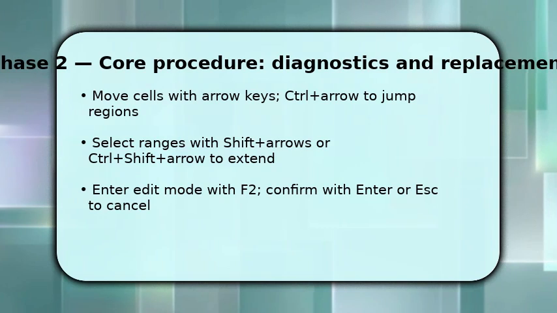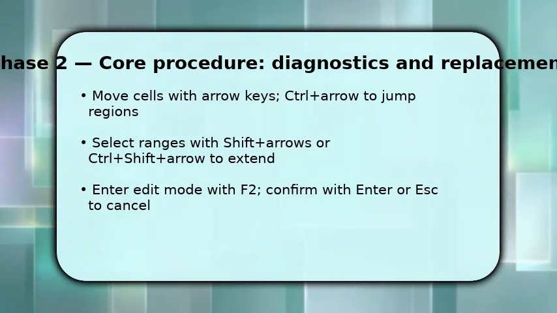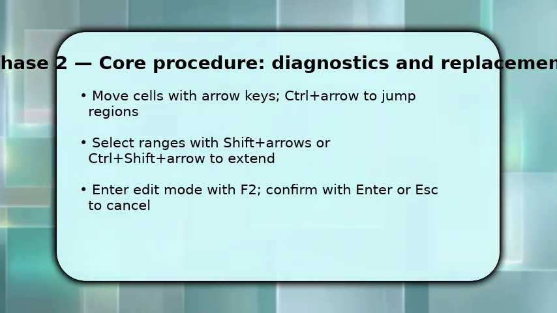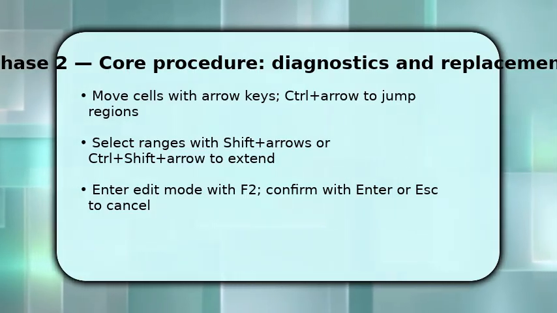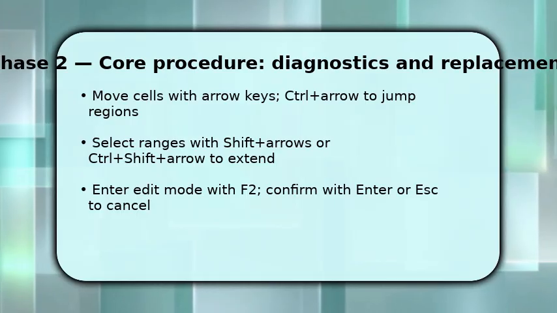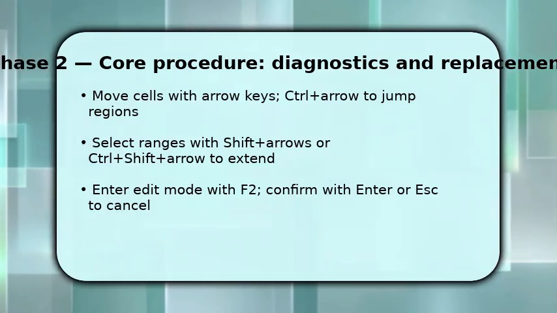Now you'll select and change cell contents using precise keystrokes. Use arrow keys to move one cell and Ctrl plus an arrow to jump to data edges. This saves time in large sheets. Hold Shift while moving to select a range or Ctrl plus Shift for whole blocks.